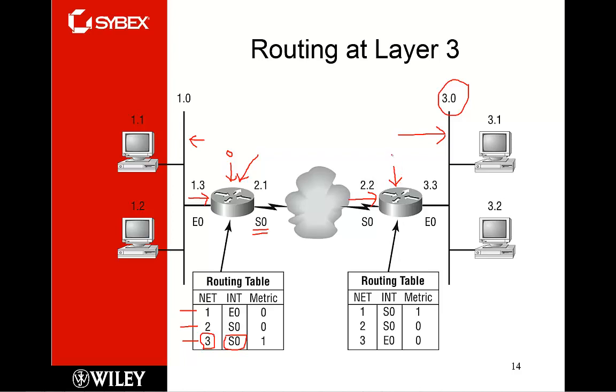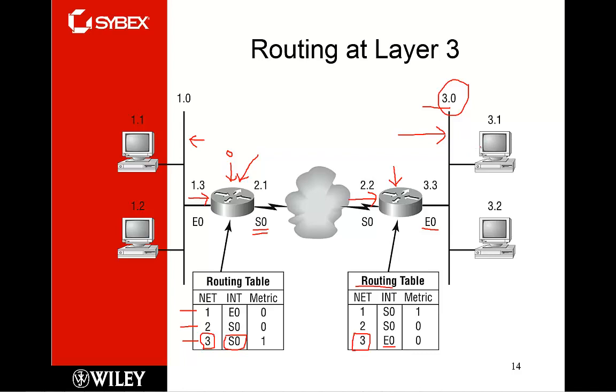Now what's this router here on the right going to do? It's going to look at its routing table. For what? For network number 3. Here's 3, and what is it going to do with traffic for network number 3? Oh, it's going to send it out its Ethernet 0 interface, which is here, and that's exactly the correct network, and it's going to go on its way.